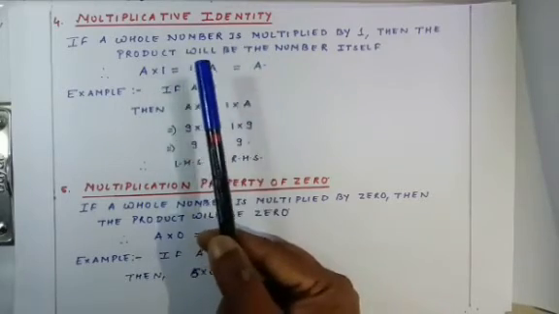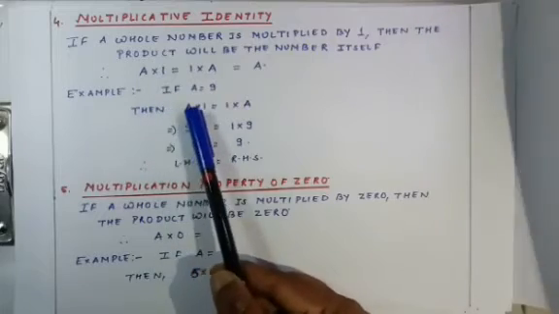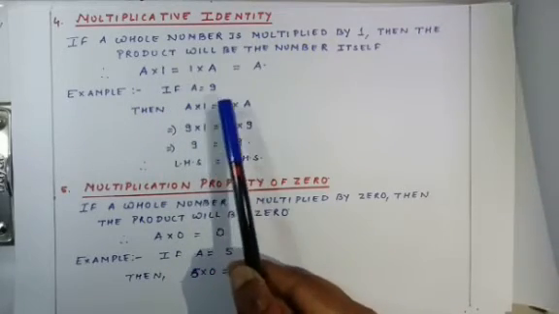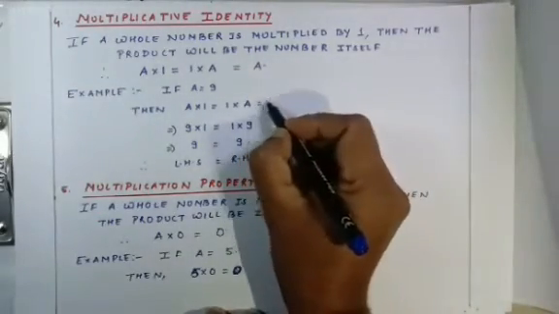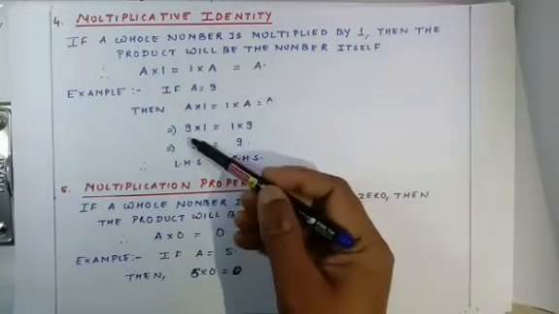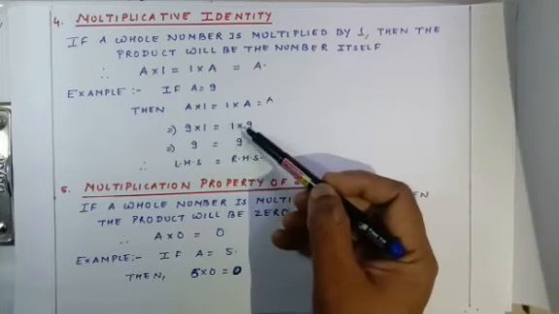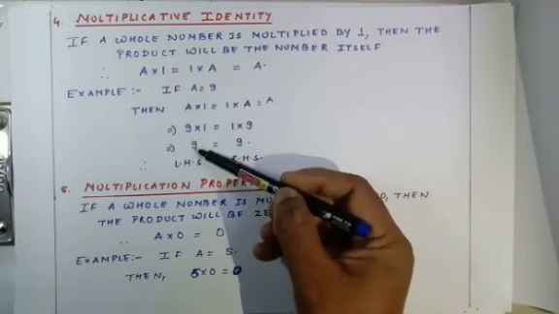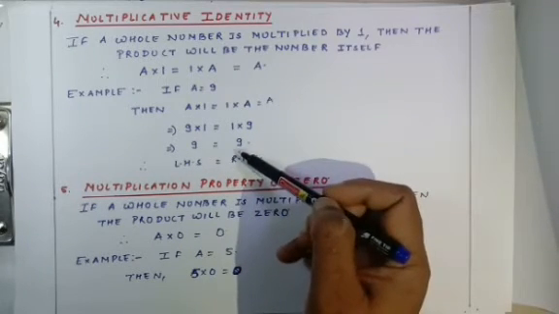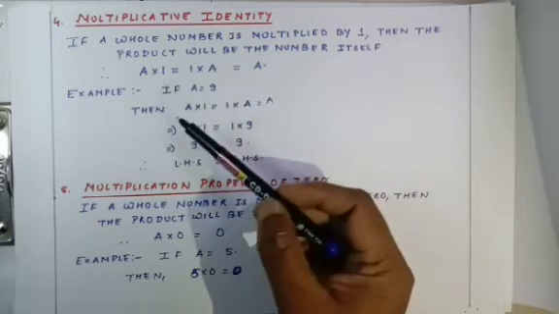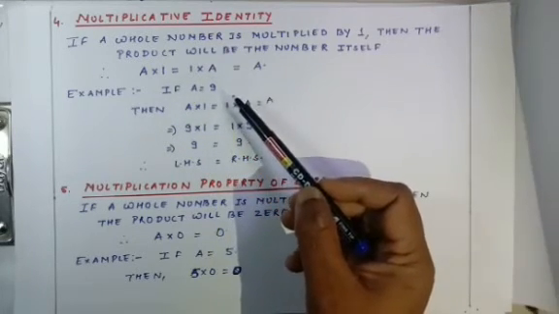Let us see with the help of an example. If a is equal to 9, then according to the property, a into 1 is equal to 1 into a, that is a, the number itself. So when I put the value of a, 9 into 1 is equal to 1 into 9. It means both LHS and RHS are equal. This shows that when any whole number is multiplied by 1, the product will always be the number itself.